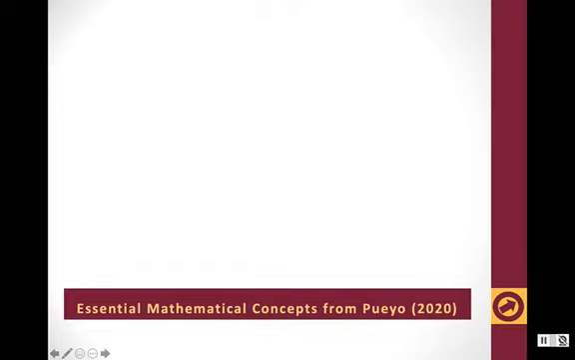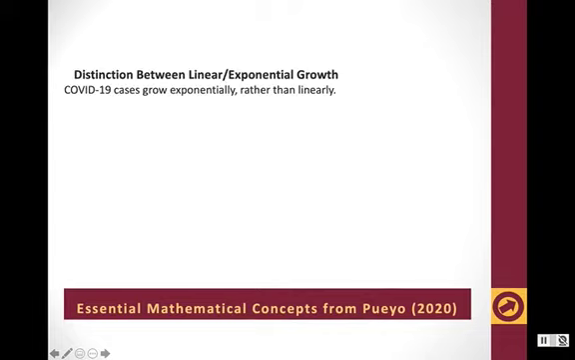I've been told to expect that anything longer than 10 minutes, nobody's really going to pay attention to. So I'm going to try to just focus on what I think are the most essential mathematical concepts from Pueyo's article that are relevant to things that people are really talking about with respect to the coronavirus right now. And the first is going to be something from arithmetic, from the theory of numbers, where we'll make a distinction between linear and exponential growth in a series of numbers. This is really relevant to the fact that people have been talking about the number of COVID-19 cases growing exponentially rather than linearly.